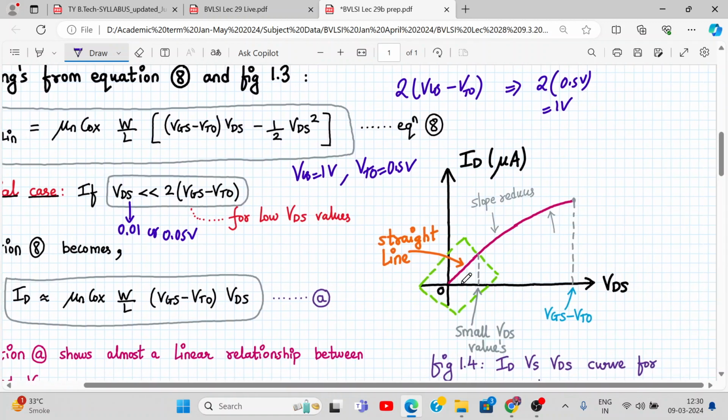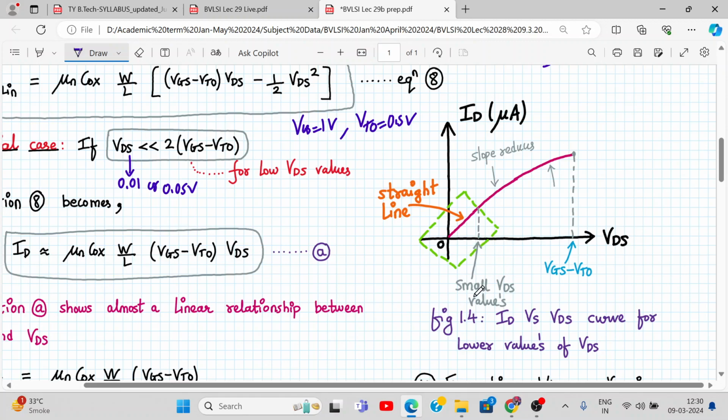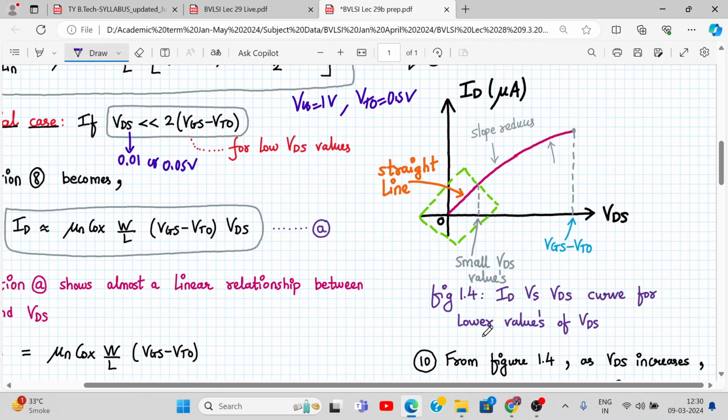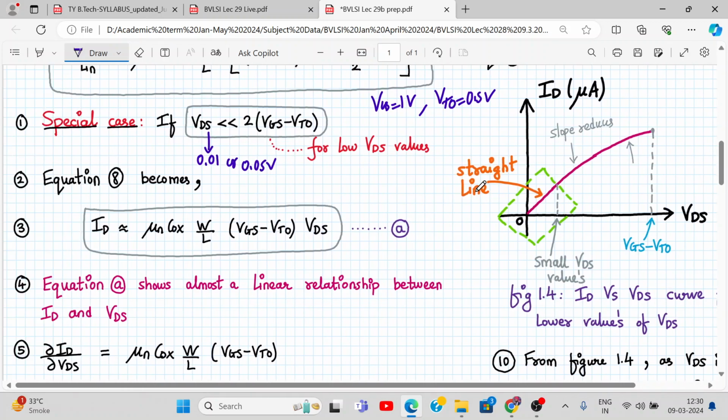Okay. So for a very small value of VDS, can we say this ID versus VDS is a straight line? Yes or no? And then after that the slope reduces. We have seen this before, right? So the ID versus VDS curve for the lower value of VDS is a straight line. That's why for this reason they call it a linear region, right?